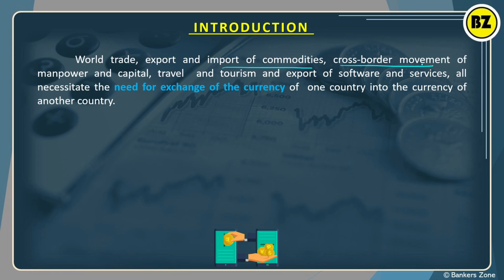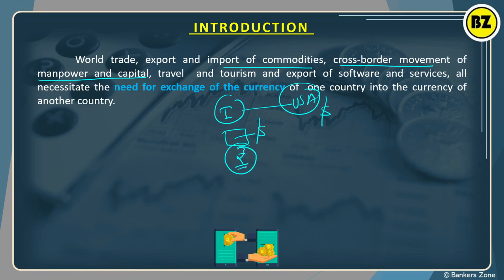Then cross-border movement of manpower and capital. Suppose some Indian people work in the USA, right? They will earn dollars, but they have to send money to their parents in India. Will dollars be allowed in India? No, in India we operate only in the Indian currency, the rupee. So dollars need to be converted to Indian rupees.